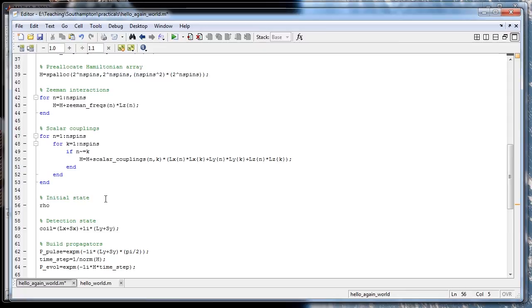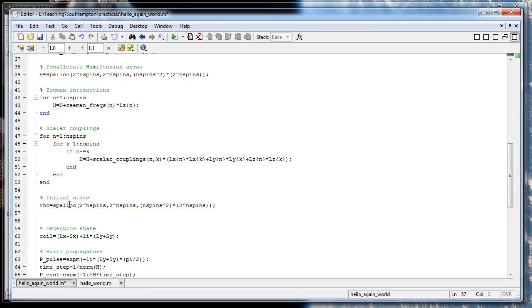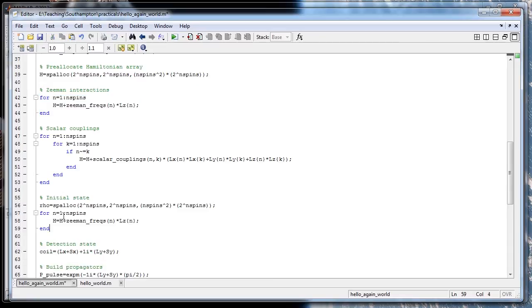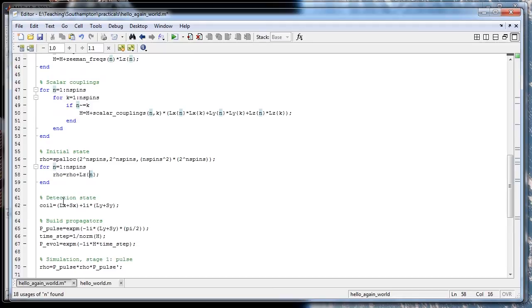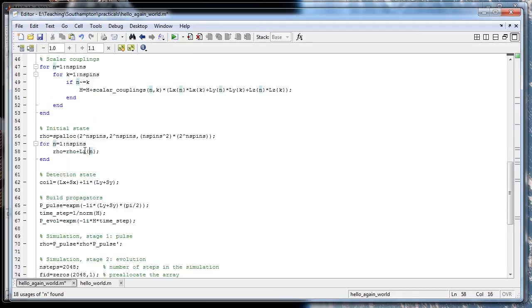So our rho, first we have to do a spalloc, just allocate it as we would do an ordinary operator, and then just add together all the LZs that we have, and essentially we can just adopt this particular for loop here with a little bit of rewriting. Our rho will be rho plus LZ on the spin n. So that's our initial state. Our detection state will be similar.